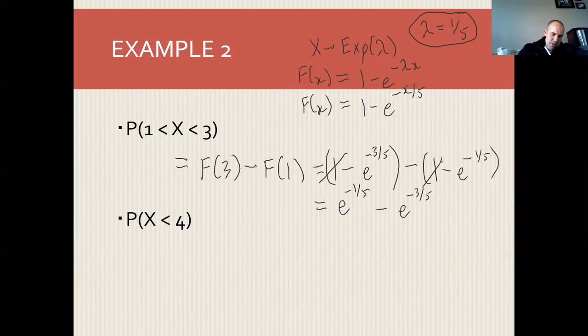Okay, what about this probability? Well, it's going to be 1 minus e to the minus 4/5. That's just exactly a computation using this thing. So I think I can commit some of these things to memory here, and I want to show you how to use this stuff in Excel. Be back in just a second here.